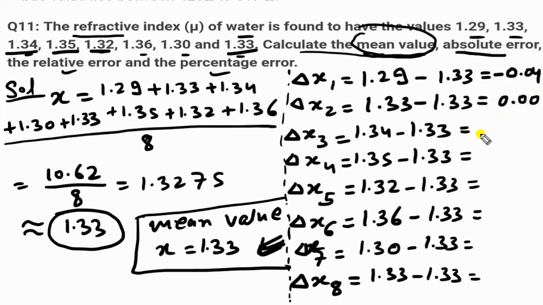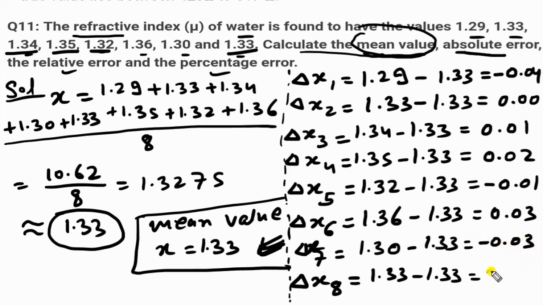The third time we will get a value that is 0.01. The fifth time we will get a value that is 0.02. Then we will get a value that is minus 0.01. Then we will get a value that is 0.03. Then we will get a value that is minus 0.03. Then we will get a value that is 0.00. So these are our 8 absolute errors.